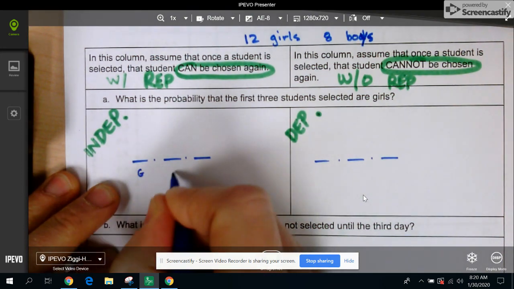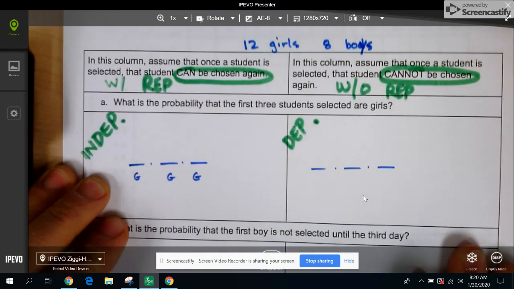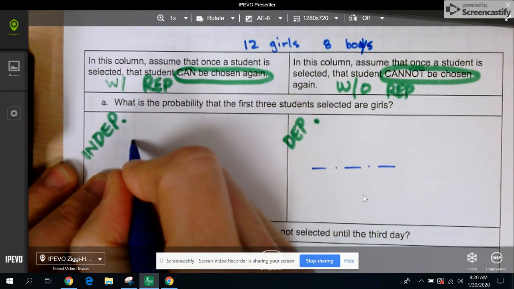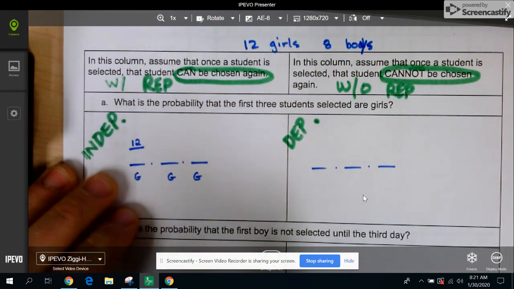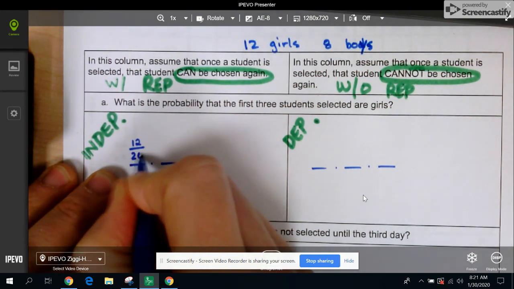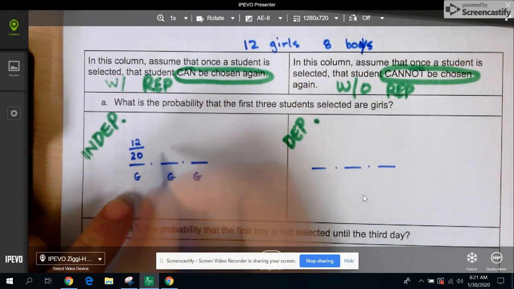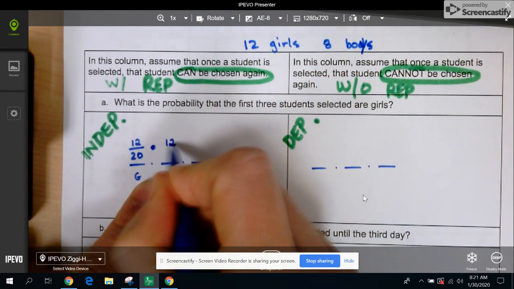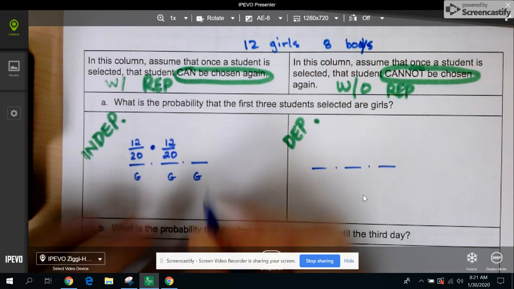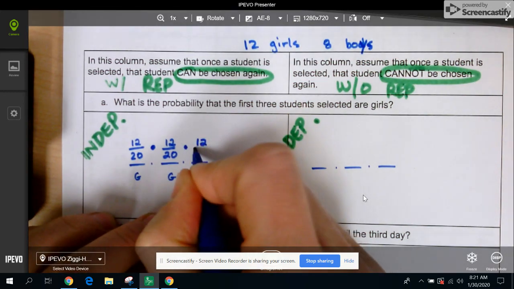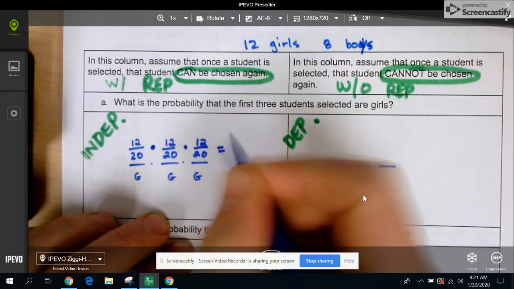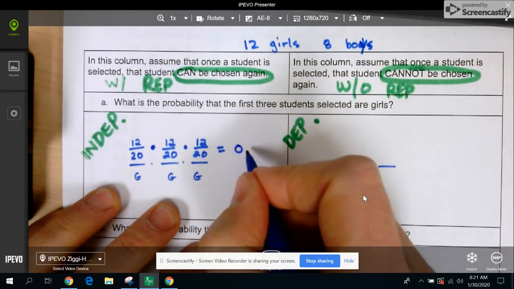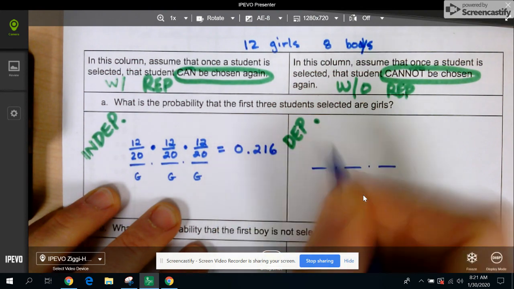So what is the probability that the first 3 students selected are girls? So we want girl, girl, girl. In this case, because they can be replaced, we know that on the first day, there are 12 girls we could choose from, and that's out of 20 students in class. And we know that on the second day, that probability is not going to change because we could still choose the same kid again. And then on the third day, that probability will be identical. So we get 12 over 20 multiplied 3 times, which is going to give us 21.6%.